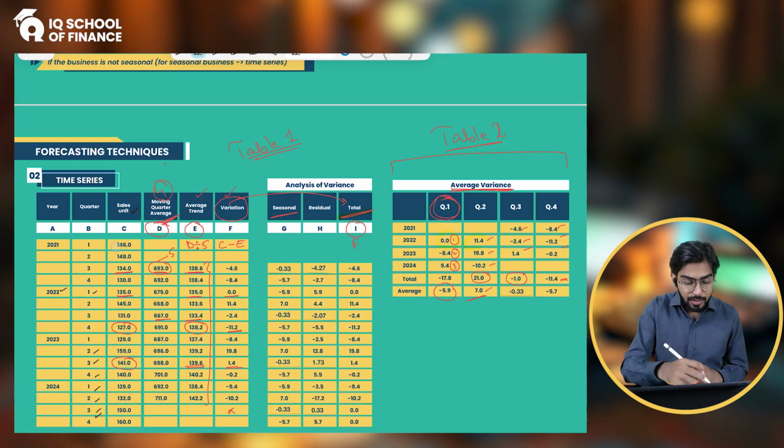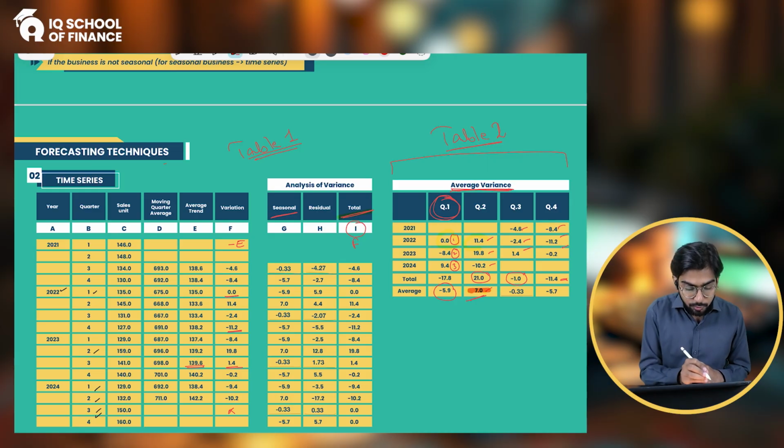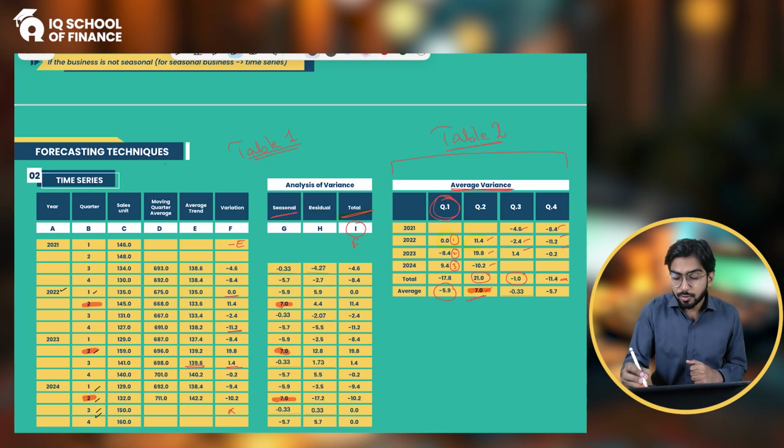Let me clear the chart for you so that you can see it properly. This is the 7 value: in each quarter two we have 7. Similarly, in quarter three we have minus 0.33, every time. See, this is how we have constructed it.